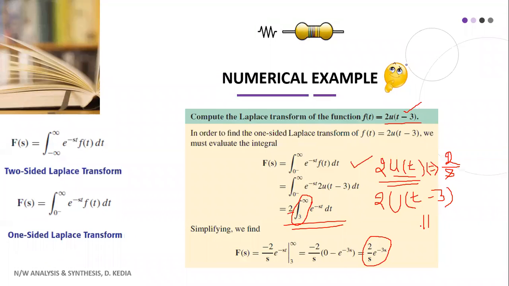If you apply the time shifting property, as I told you, if we shift in time, in frequency it will be multiplied with an exponential. So it will be e raised to power minus 3s, since it is minus 3. This is the multiplication of the exponential with the original result, that is 2 by s. So we get the same answer. This is the beauty of using the properties of the Laplace transform, that we have obtained the answer to this question by using the integral equation and also by using the time shifting property.